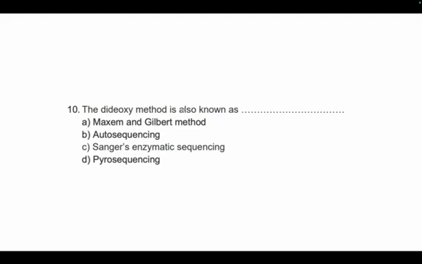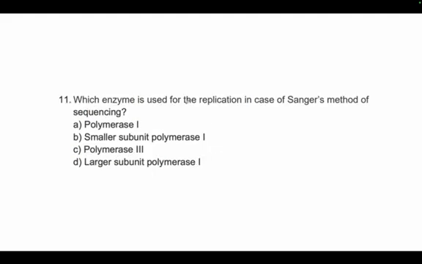The dideoxy method is also known as Sanger's enzymatic sequencing, right? Because in Sanger sequencing, we use the dideoxy nucleotides as chain terminators. Which enzyme is used in replication in Sanger method? As we discussed earlier, we use polymerase 1, but we don't use the full polymerase 1. We use the Klenow fragment, which is the larger subunit of polymerase 1.